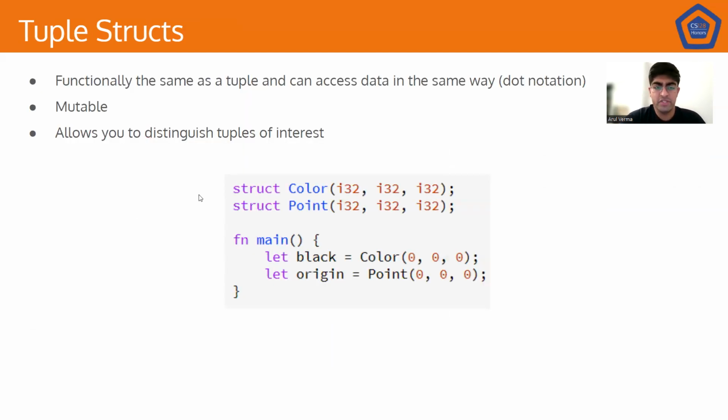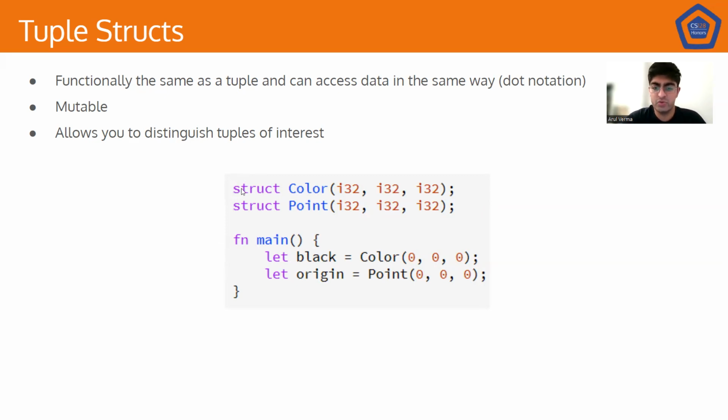So the final thing I want to go over today is something called a tuple struct. A tuple struct is a condensed format of a struct. It's not a tuple, it's not really a struct, it's a mix between the two. Basically, what you need to know is it is declared with the struct keyword, but it is functionally the same as a tuple and accesses data in the exact same way as a tuple, which is to say dot notation. They're mutable, and they allow you to distinguish tuples of interest from general tuples.